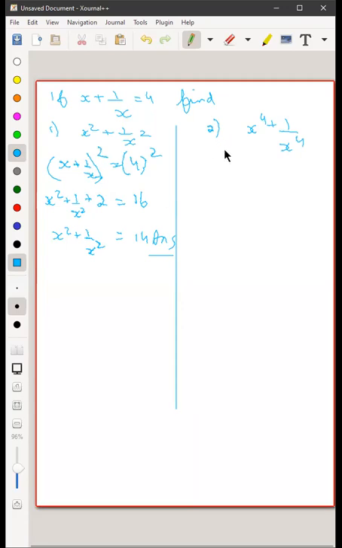Sarah, let's do the second one. Aryan, the second answer is wrong. Sarah, let's do the second question. The second one is wrong. So what do we do? Again x squared plus 1 upon x squared, the whole thing.